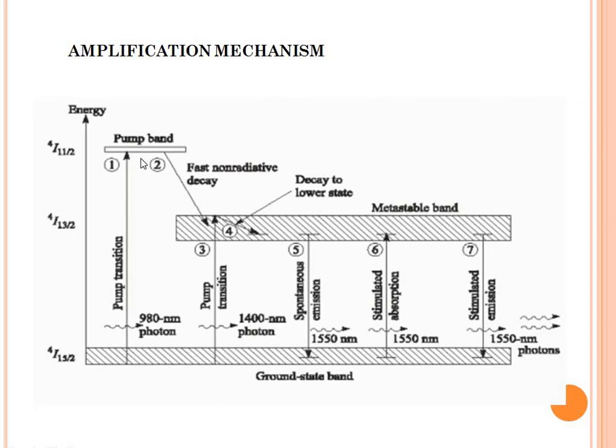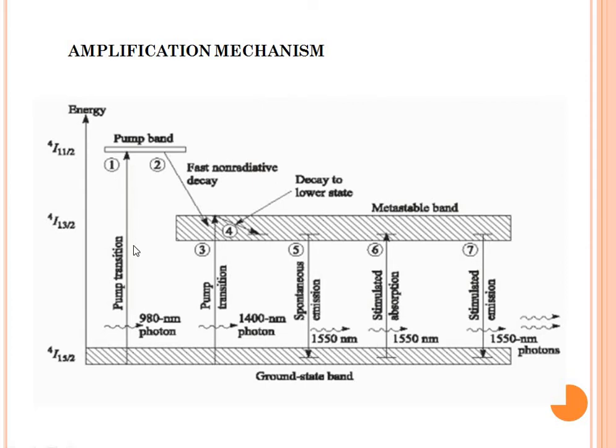So this was all about how the energy bands are spaced. In normal operation, a pump laser emitting 980 nanometer photons is used to excite ions from the ground state to the pump level. This is shown by transition process 1.